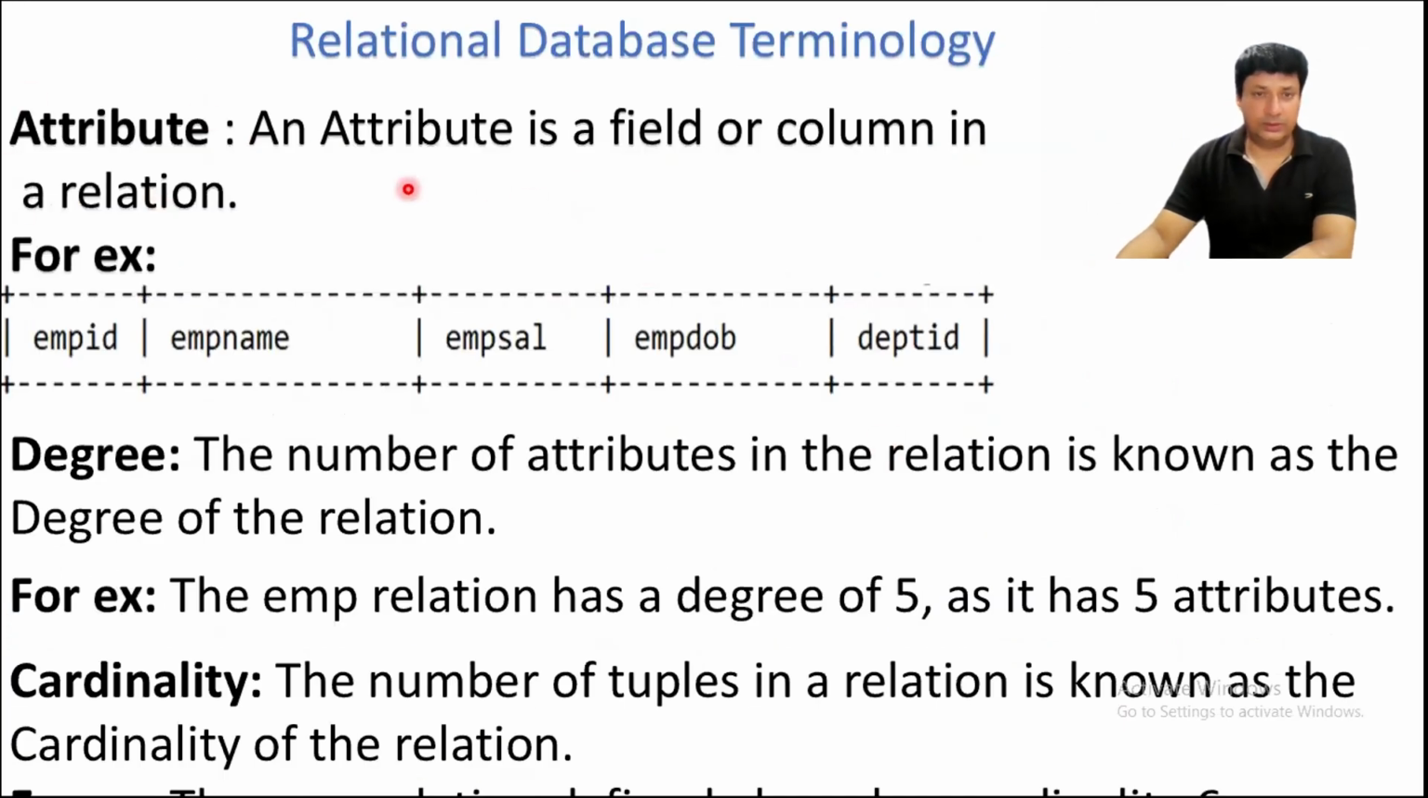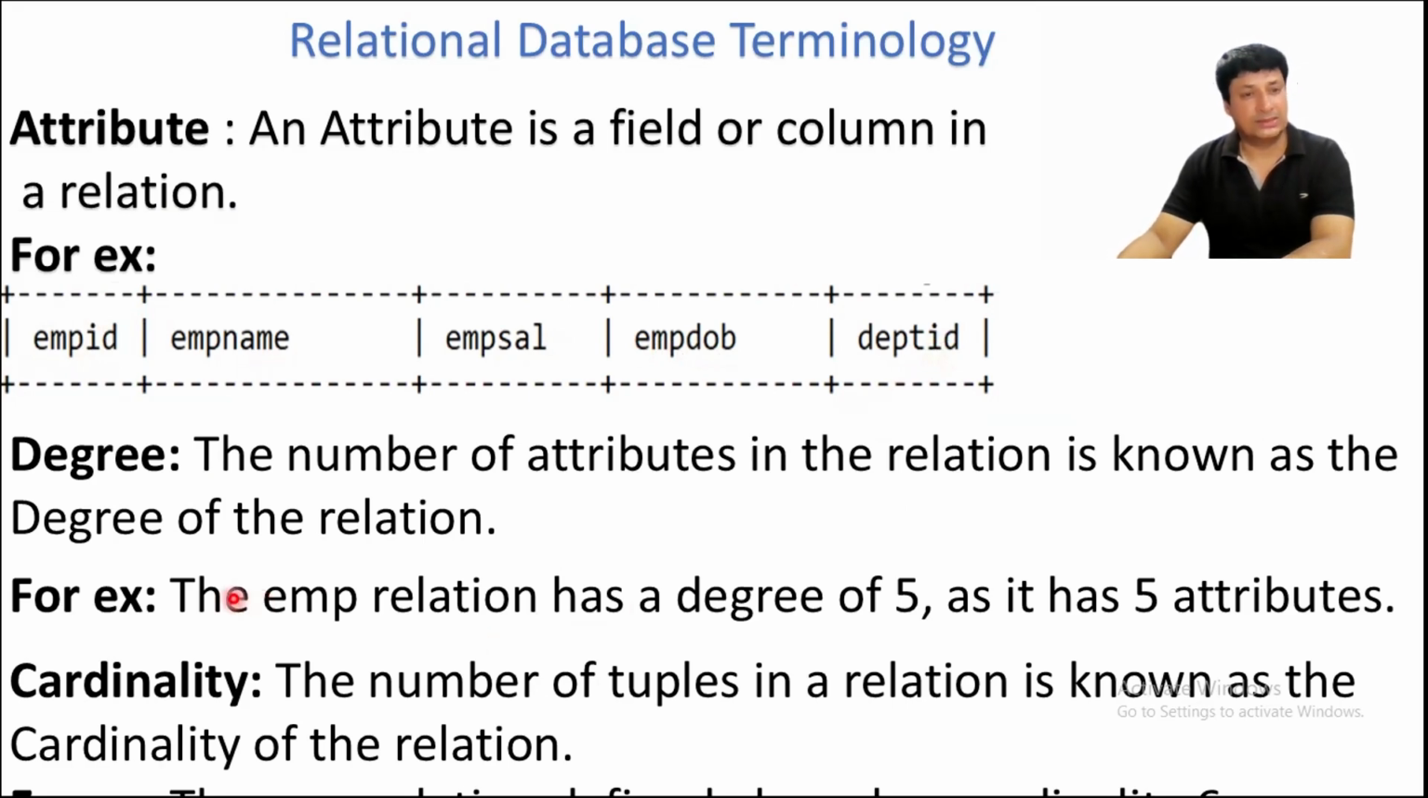Now, attribute. An attribute is a field or a column in a relation. We have already seen that we have EMP ID, EMP name, EMP cell, EMP date of birth, and department ID. These are attributes, or fields, or columns in a relation.